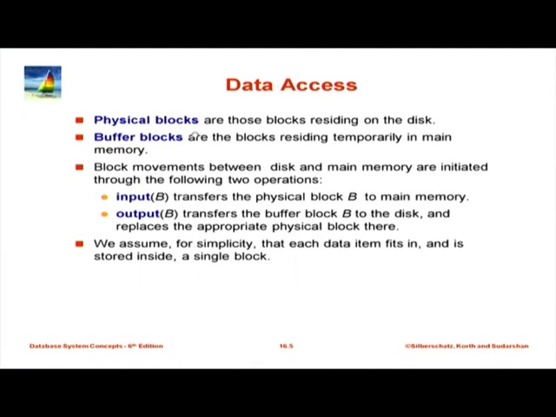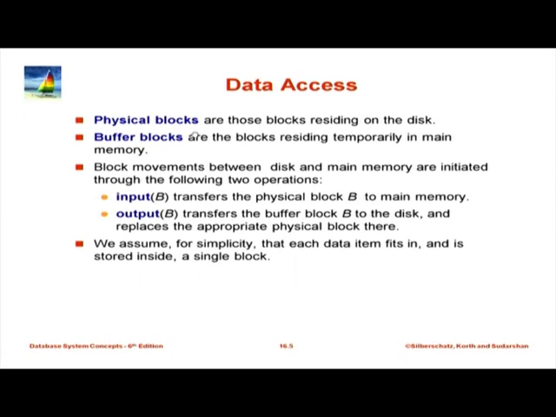Now let's move on to data access. Physical data blocks are those data blocks that are residing on disk. In contrast, the buffer block is a block that is temporarily in main memory. So this is based on the idea that there is a disk buffer.